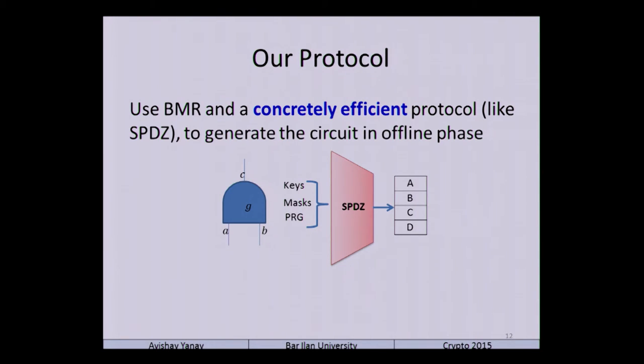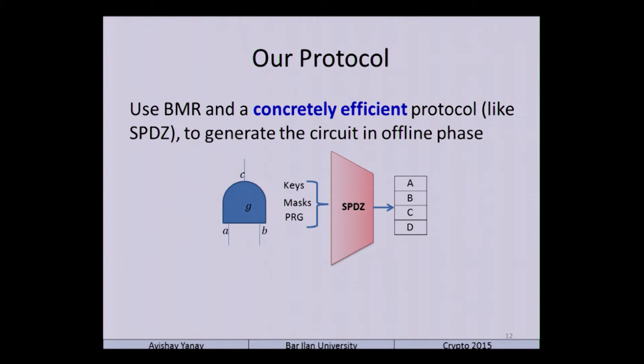So the first thing we do in order to achieve an efficient protocol is to switch the invocation of GMW, since GMW is not an efficient protocol. So we switch it with one of the state-of-the-art protocols that we know. We switch it with SPDZ. The parties input the keys, the PRG values, and the masking bits into an invocation of SPDZ, and SPDZ produces this table of four entries for every gate.